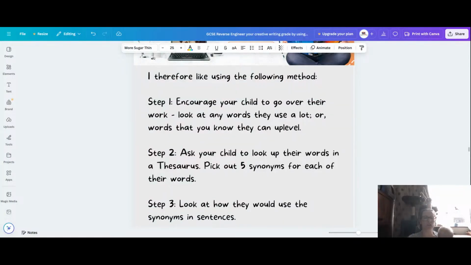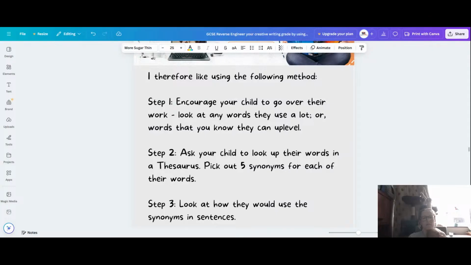Step 1, encourage your child to go over their work. Look at any words that they use a lot or words that they can up level. So, for example, your child might use words such as to describe the sky. They might use the word blue constantly. And so you might think, well, okay, actually, we can be more specific in this. Can you think about a more specific word? Is it azure? Okay. Maybe you can think about any words that are quite simple that they use. So, for example, walk. You might use the word they walked or walk. Okay, well, you might think then of synonyms that are more appropriate and more precise to explain the movement.